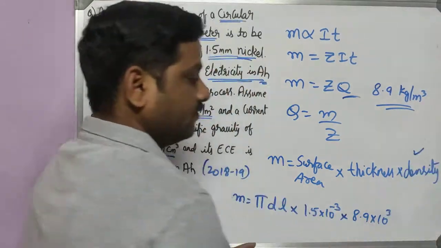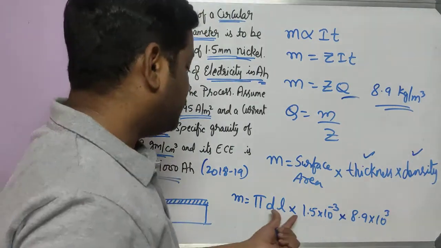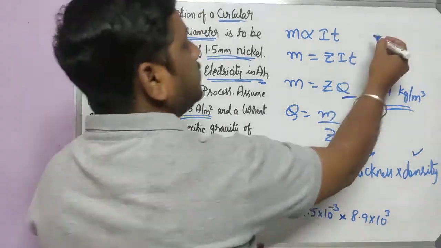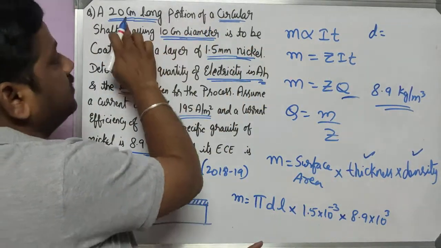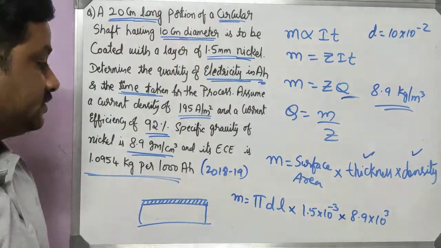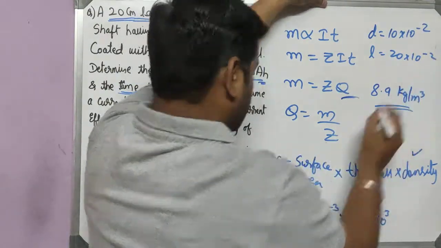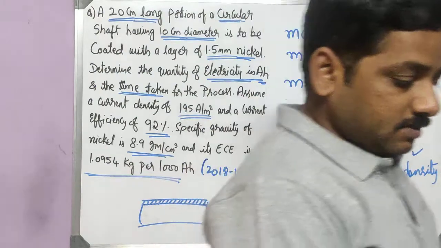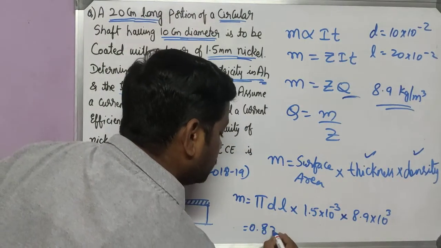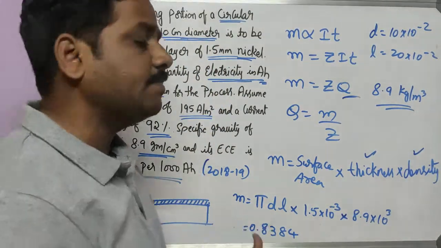So we got this, and we got the thickness that is given in the question, but keep in mind that it should be in meters. But you need to find pi dl now. Pi is 3.142, d is nothing but, so what is d? D is 10 centimeter. So you can write it as 10 into 10 to the power of minus 2 in terms of meters, into L. L is 20, so L can be given as 20 into 10 to the power of minus 2. So substitute that value and you will get the answer for M. So that answer for M is 0.8384. So this will be the value for mass.